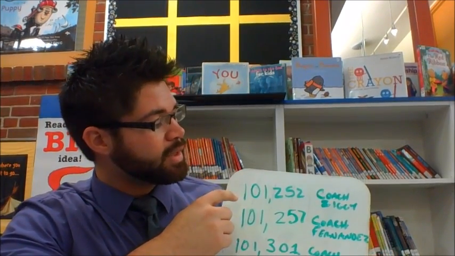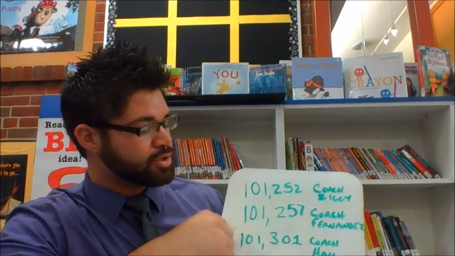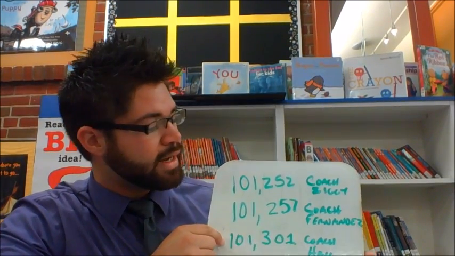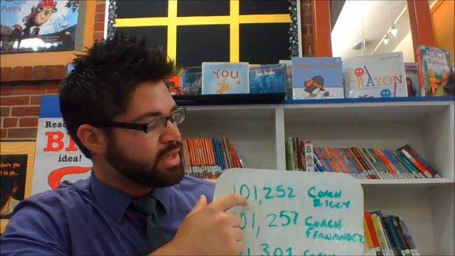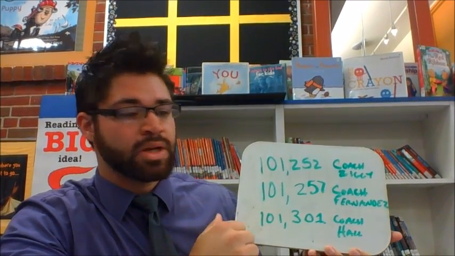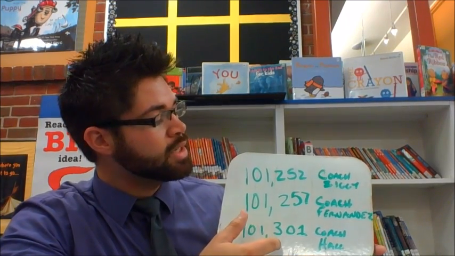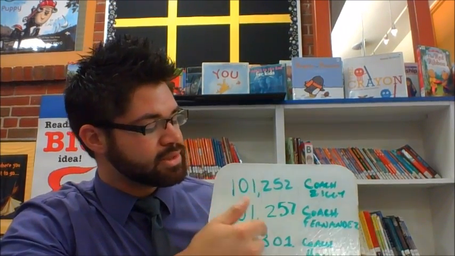So let's compare Coach Ziggy and Coach Hall. Coach Ziggy and Coach Hall both have 101,000. So the first three place values are all the same. They all match up, so since they match up, we're just going to move on. Then we look at the hundredths column. And in the hundredths place value, Coach Ziggy has a 2 and Coach Hall has a 3.